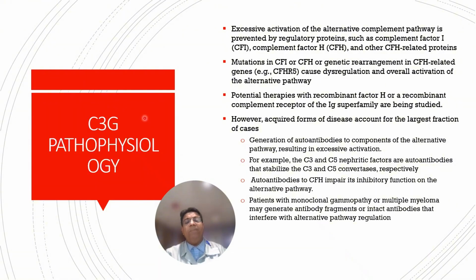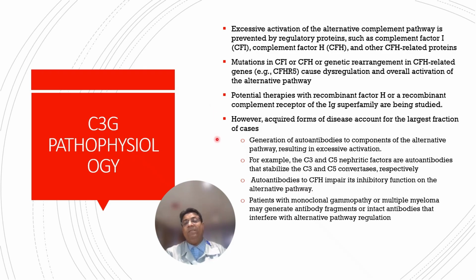C3 glomerulopathy is caused by a dysregulation of the alternate complement pathway. Excessive activation of the alternate complement pathway is prevented by regulatory proteins such as complement factor I or complement factor H and other proteins. Mutations in these factors or genetic rearrangement causes dysregulation and overall activation of the alternate pathway. Potential therapies with recombinant factor H or a recombinant complement receptor of the Ig superfamily are being studied.